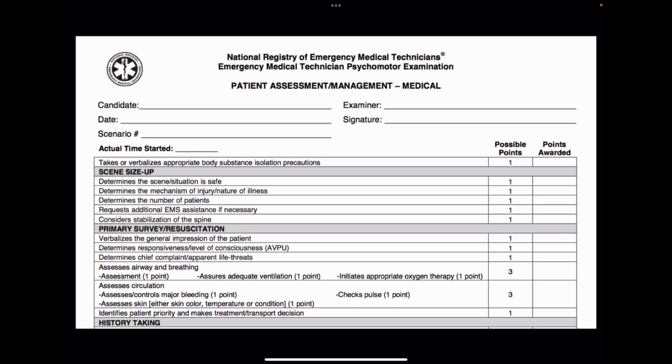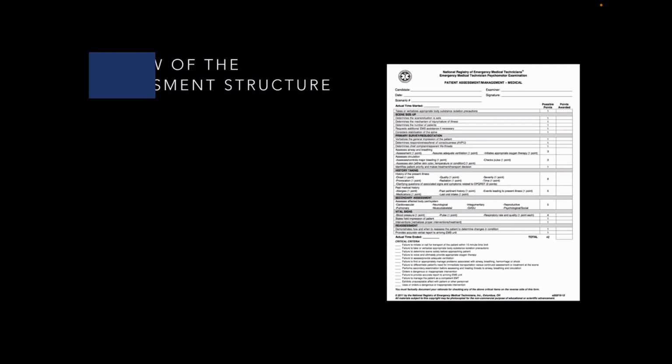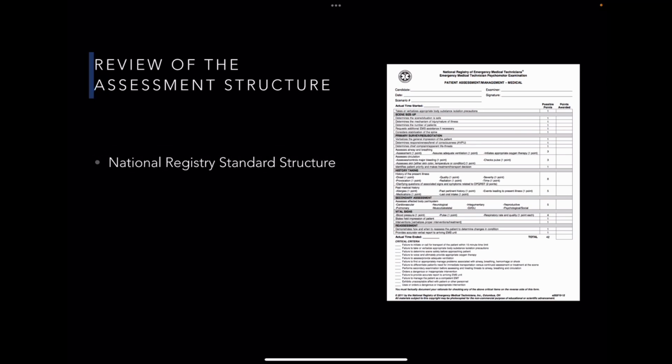This is the National Registry Medical Assessment Skills Sheet. There are copies of this in your Canvas module. There are also similar ones for the trauma assessment. What this provides for us is a standard structure for the task of assessment. I'm not expecting this to be a comprehensive guide to assessment. This is more like a skeleton on which we can hang the additional layers of assessment.